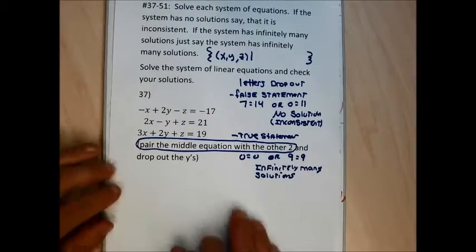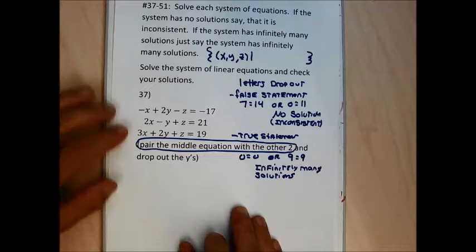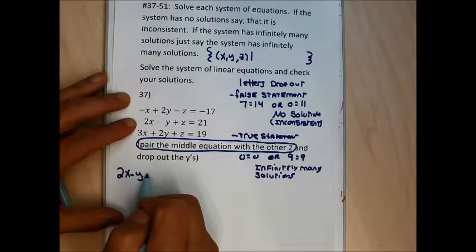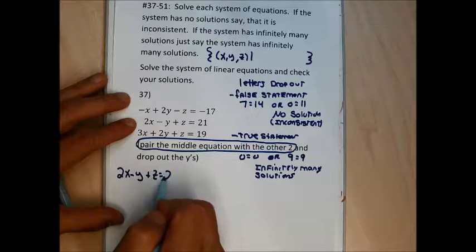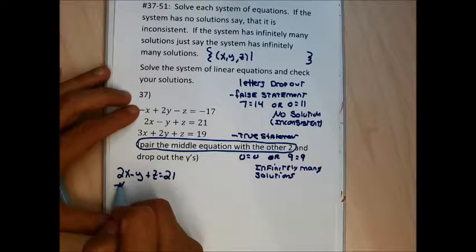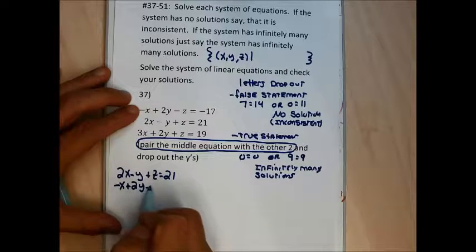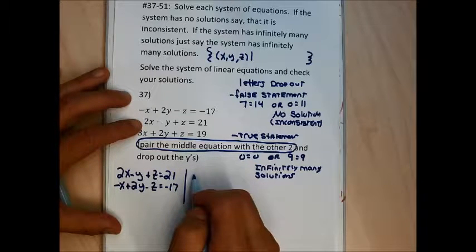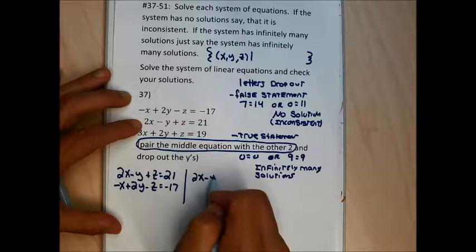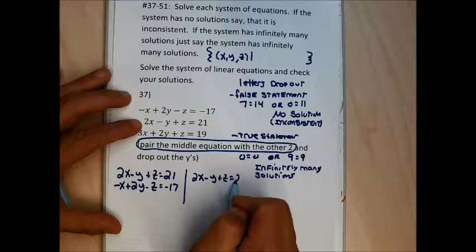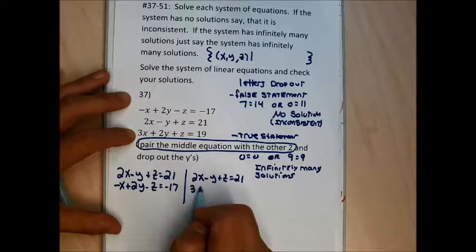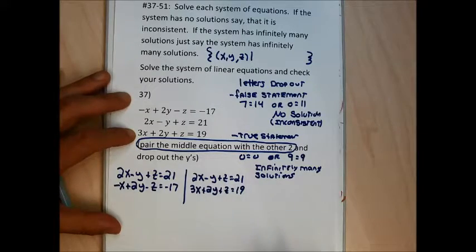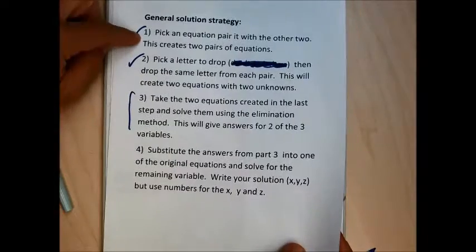So to get started with 37, it says pair the middle with the other two. So your first thing you're going to do is take the middle equation, 2x minus y plus z equal to 21. Pair it with the top equation, negative x plus 2y minus z equals negative 17. And then pair the middle equation, 2x minus y plus z equals 21, with the bottom equation, 3x plus 2y plus z equals 19. That's done with step 1. Picked an equation, paired it with the other two.